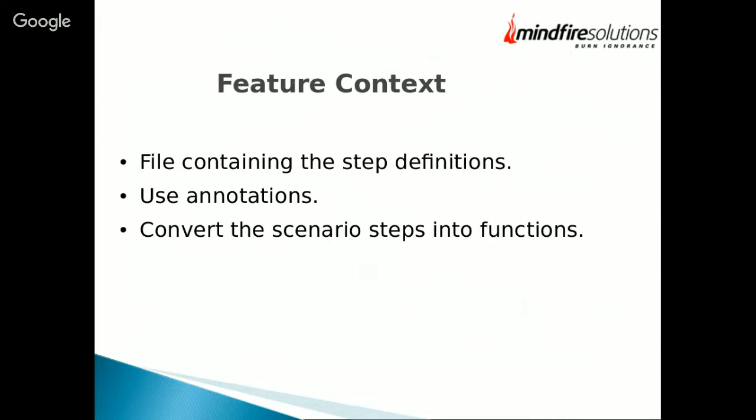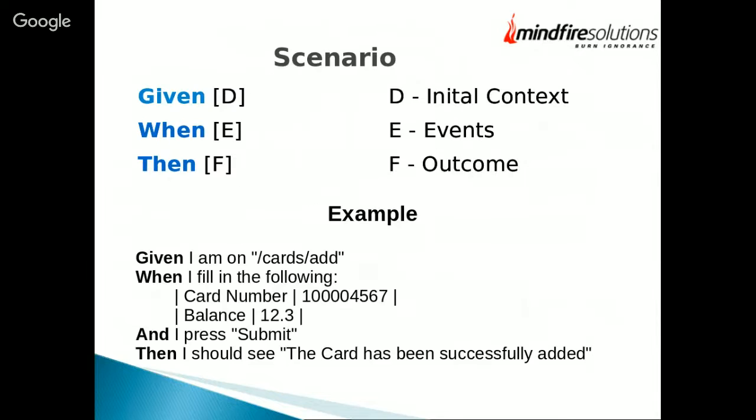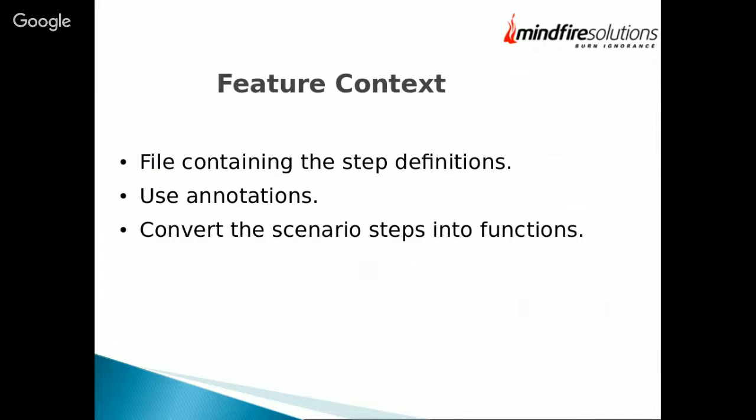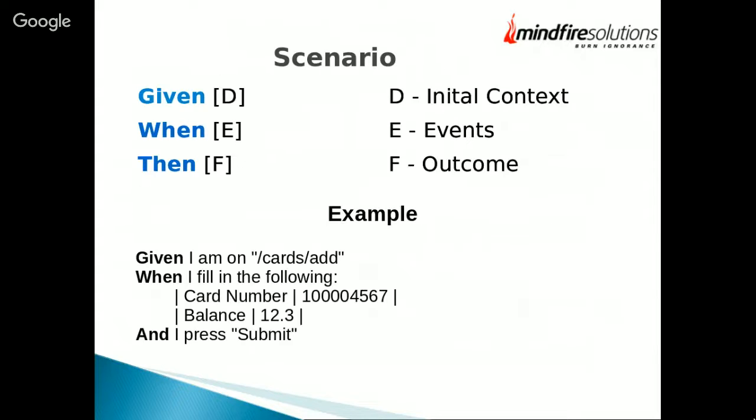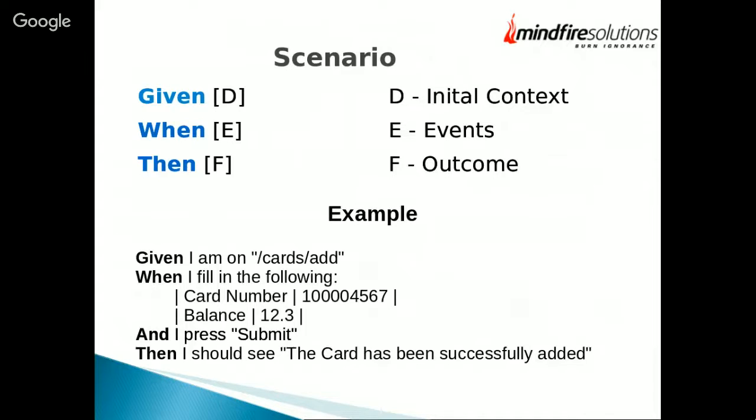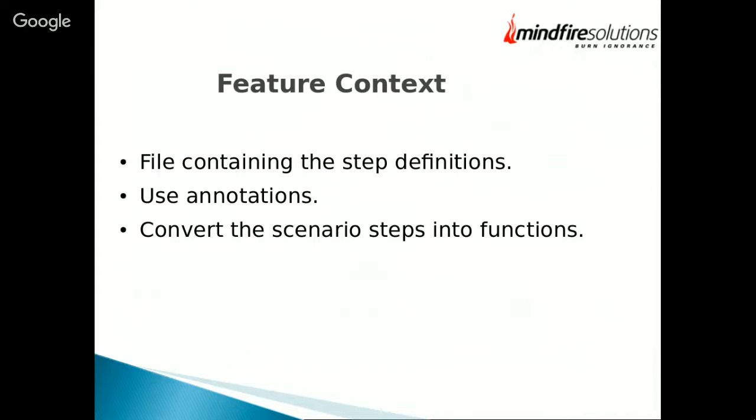So okay, now the feature context. There has to be a way for any BDD tool to inspect the steps, and by inspecting the steps, determine how to run this test. So that's why there's a feature context file. This file is a simple file which contains all the step definitions. It uses annotations, which convert the scenario steps into functions. You can see here that given, when, and then are used as annotations. Using these annotations, it maps the steps to individual functions and stores them in the feature context file. I'll show this feature context file later in the demo.